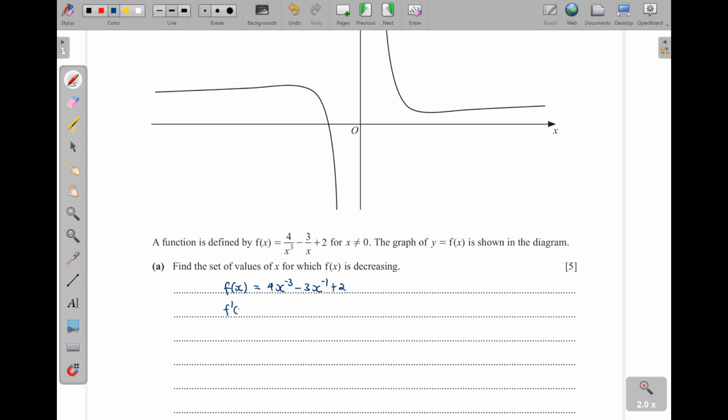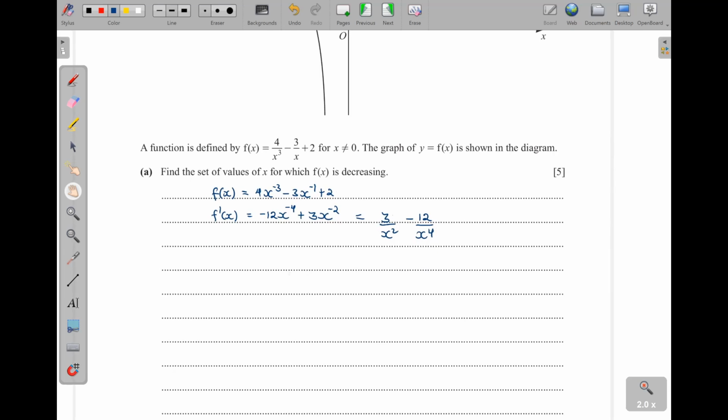When we differentiate with respect to x, we take the power down, so this is going to be negative 12 x to the power negative 4. Then the negative 1 multiplies with the negative 3 to become a positive 3 x to the power of negative 2. And when you differentiate a constant, it disappears. So f prime of x is 3 over x squared minus 12 over x to the power of 4.